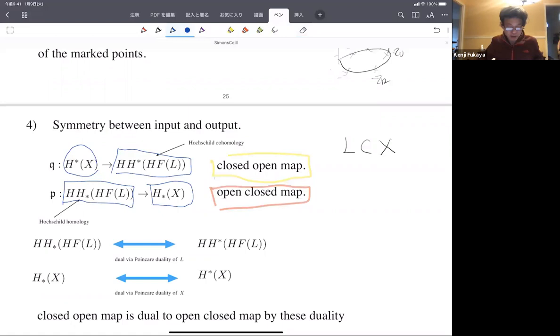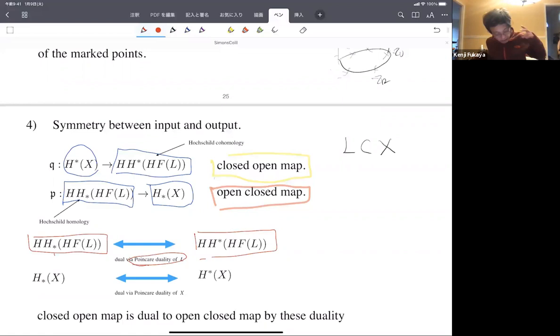And so I want to talk about duality. The duality is the following. We consider the Hochschild cohomology, and it is known that Hochschild homology is dual to Hochschild cohomology. And we use the Poincaré duality of the Lagrangian submanifold to define this dual. But this is a general algebraic fact: if you have Hochschild homology and cohomology and this infinity algebra has a duality, then they are dual.